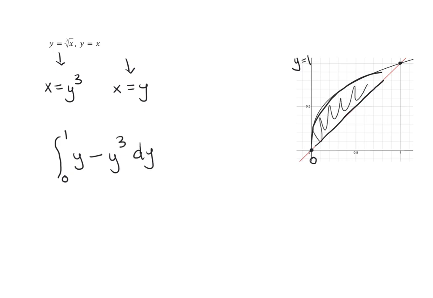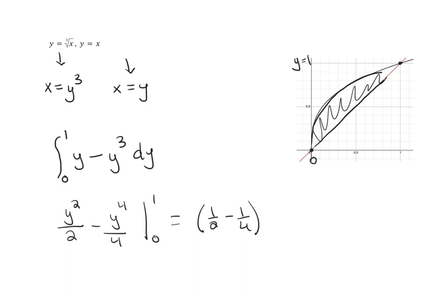So to find this area, let's take the antiderivative, y squared over 2 minus y to the 4th over 4, and from 0 to 1. So if you plug in 1, we've got 1/2 minus 1/4. If you plug in 0, we're just going to get 0. So this is a really nice, easy one, and you'll just get 1/4.